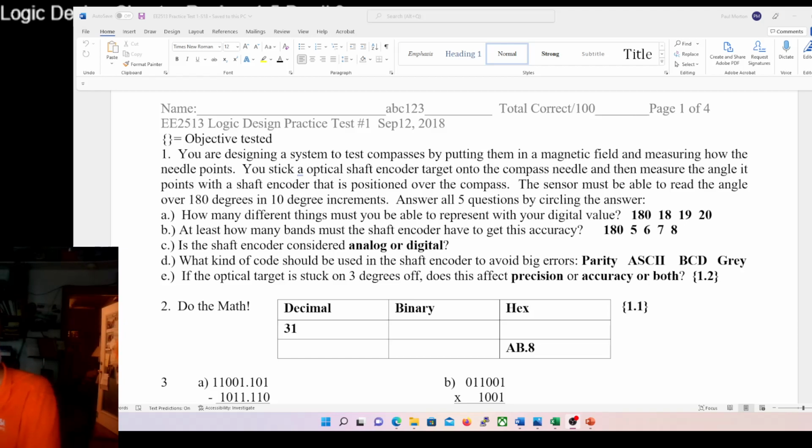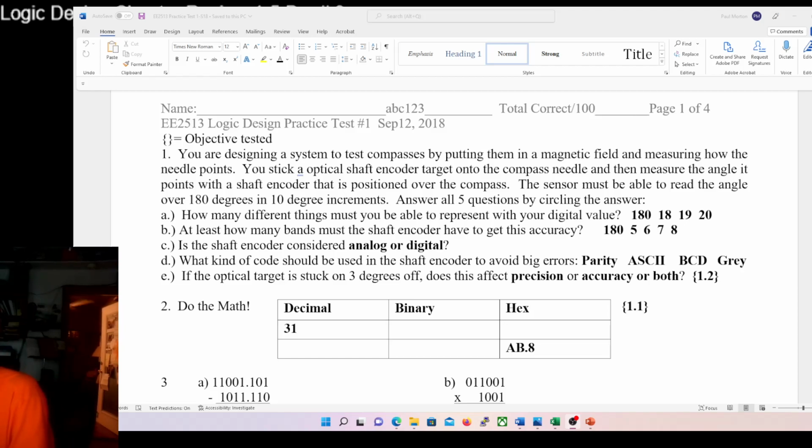So now we need to read it, but it's only over 180 degrees. So we have to have at least 19 bins. If we have 19 bins, how many bits is that going to be? Well, here we could take the log base 2 of 19 and round up to the nearest integer, but it's easier just to know the powers of 2.